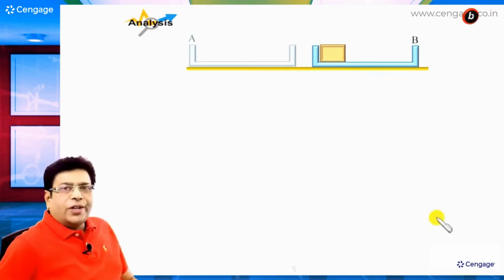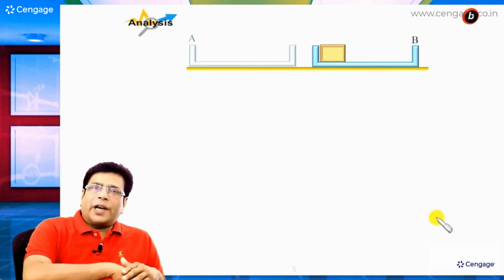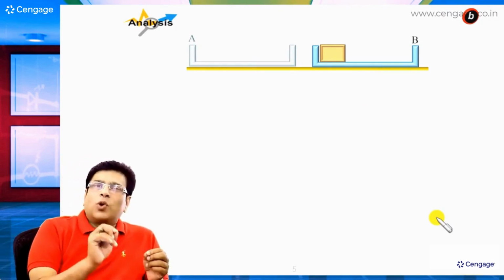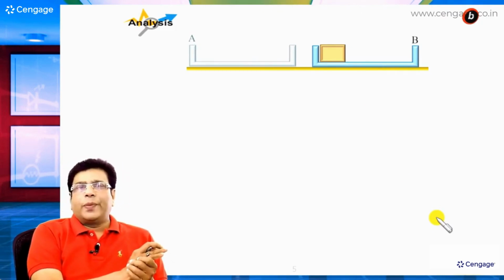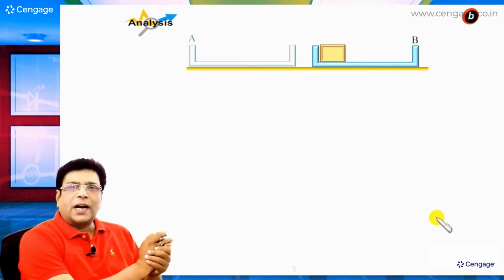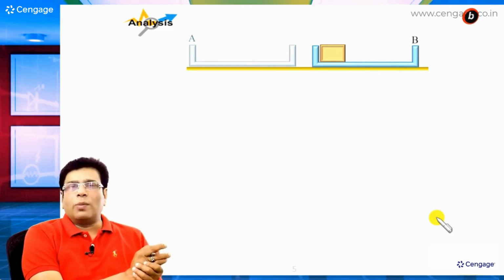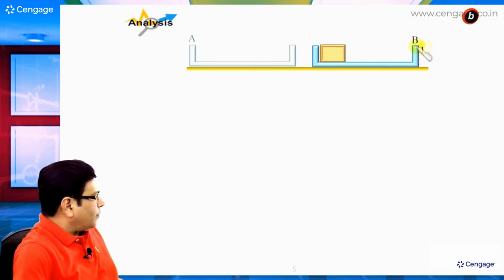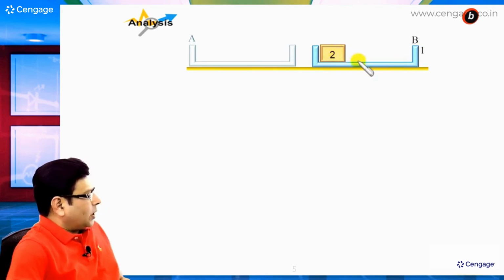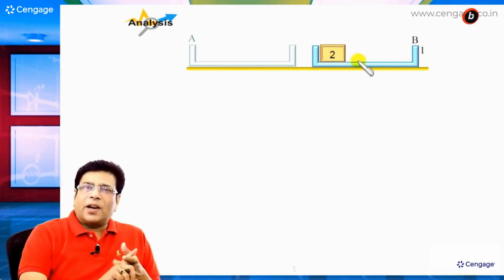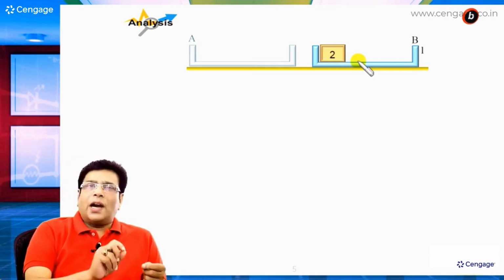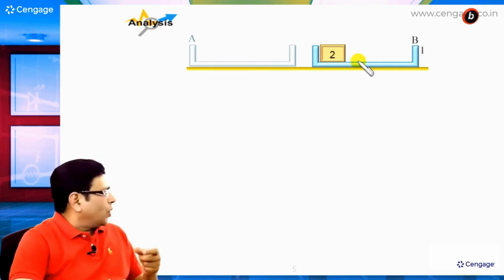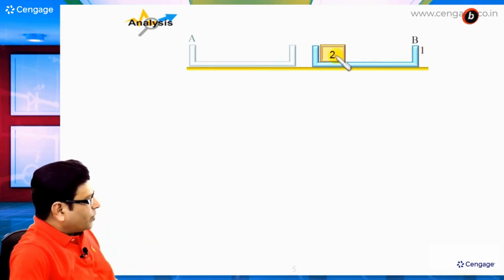We know there is no friction between the wall of the carrier B and suitcase. That means what will happen? Suitcase will not slide with respect to carrier. That means the velocity of the suitcase at the time of collision with respect to ground will be 0. Now let us take this as object 1 and this as object 2. The object which is colliding is referred to as the first object, and the object which is going to collide is referred to as object number 2. So this is object number 1 and this is object number 2.